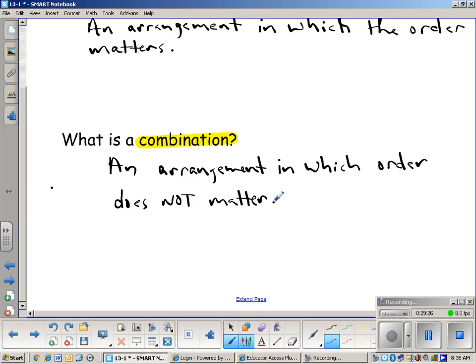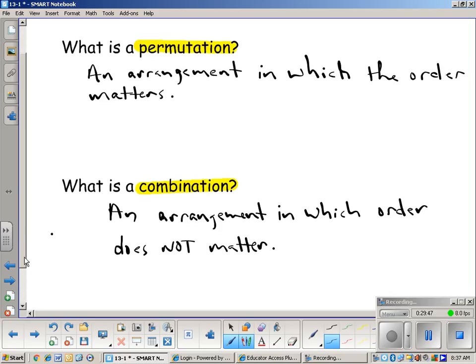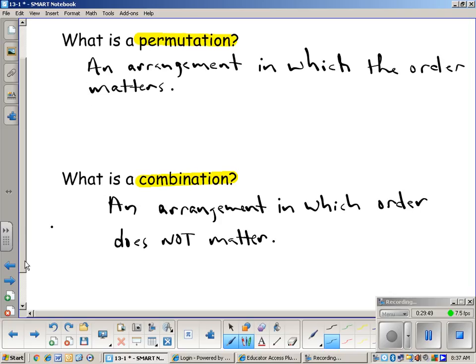So in this case, the arrangement doesn't matter. That's a combination. If the arrangement matters, it's a permutation. I should say, if the order of the arrangement matters, it's a permutation. If the order of the arrangement does not matter, it's a combination. Okay? All right. Now, I want to give you a formula for finding permutations.